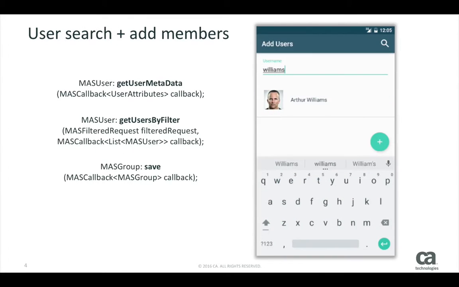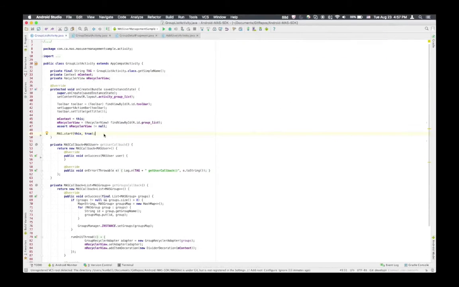The third screen is used to add members to a group. On this screen, you can search for users in the identity provider and add them to the group. Here we'll use two methods, one to search for users based on a parameter, and another to save added users to this group. Let's open Android Studio and see how this is done.